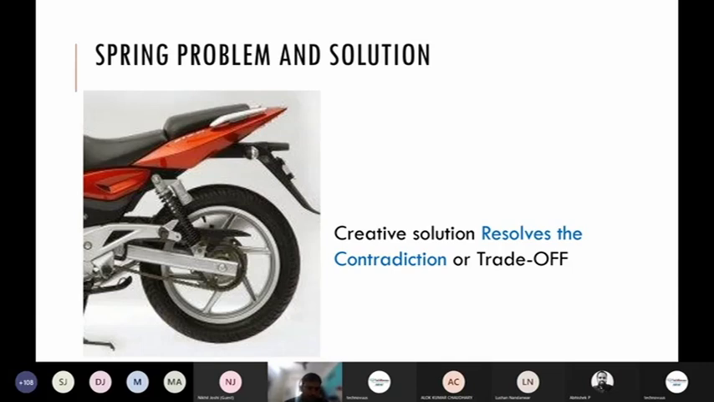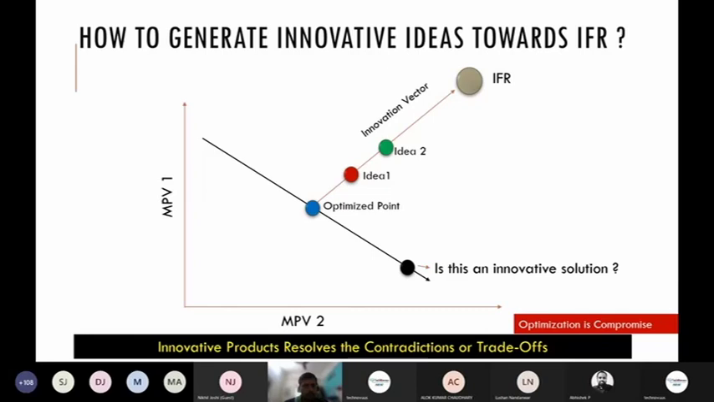Now let's move next. We started with this plot, and this plot is very important. Please never forget this. It is called the MPV plot, and I don't want you to forget.